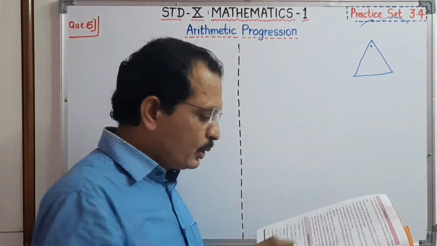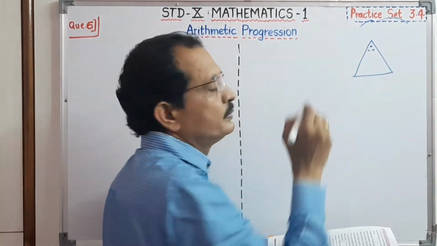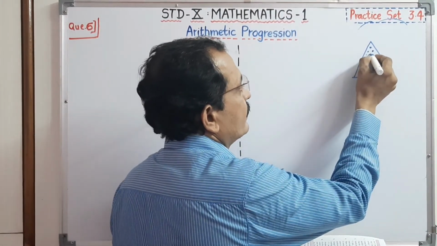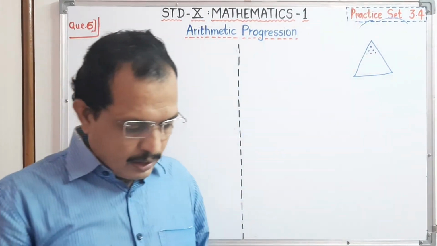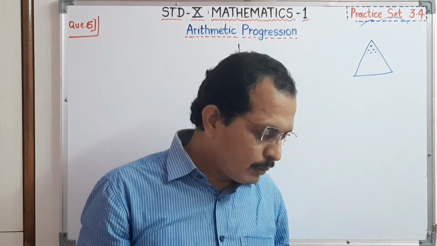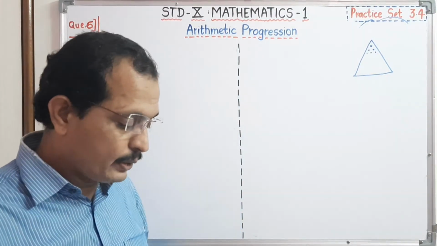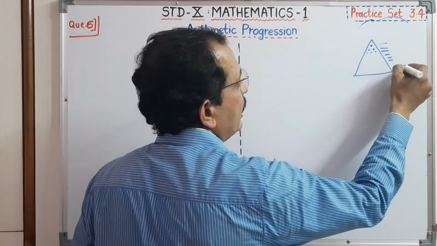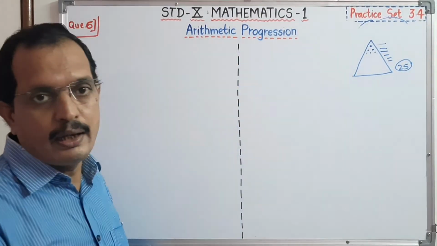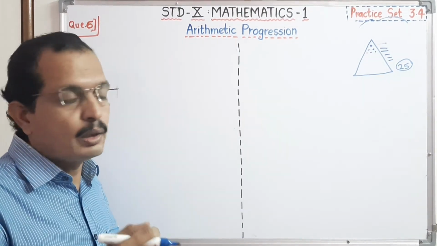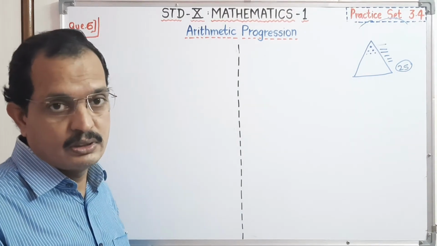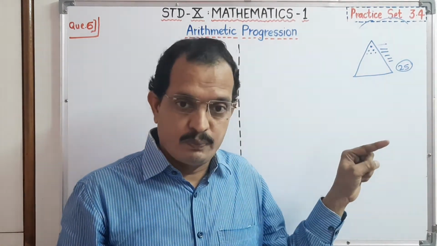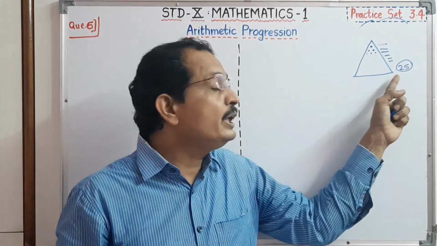In the second row there are two trees like this, and in the third row 3 trees like this, and so on. Find the total number of trees in 25 rows. See here, this is first row, second row, third row, like this there are 25 rows, and we have to find out total number of trees planted in 25 rows. See here, we do not have to find out number of trees in 25th row. We have to find out the total trees in 25 rows.